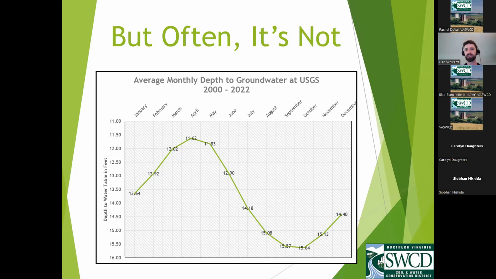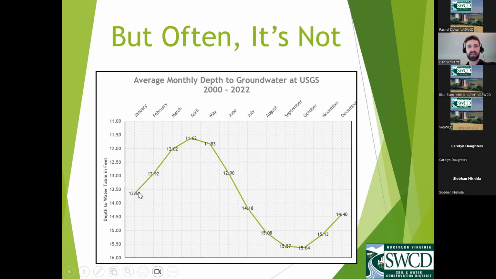But luckily, just down the street from me, there is this monitoring well that's been going since, I think, the late 70s. So I went and looked at their data a little while ago and averaged the daily average depth to the groundwater table into monthly averages over the last 22 years, from 2000 to 2022. And this is what I found. It kind of creates a sine or a cosine wave. It's been a while since I took my trigonometry.